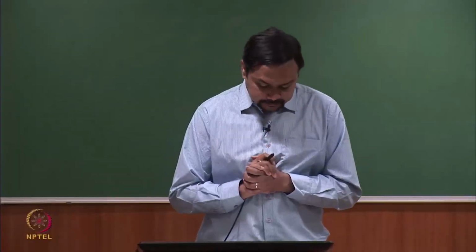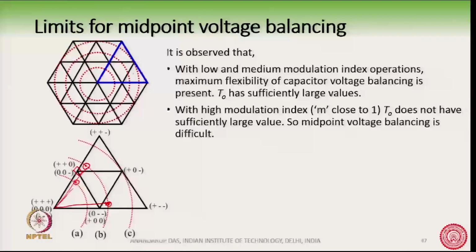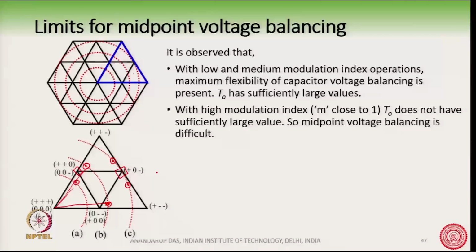However, there is one problem here. If the reference vector is very large, what happens then? Suppose the reference vector is here or here, then you see that the weightage of this medium vector is maximum, because these reference vectors are very close to the medium vector, or the middle vector. Unfortunately, this plus 0 minus we have applied for t 1 time period, and so the t 0 time periods are small and the delta t time is also small. So, that manipulation of delta t will also be small.